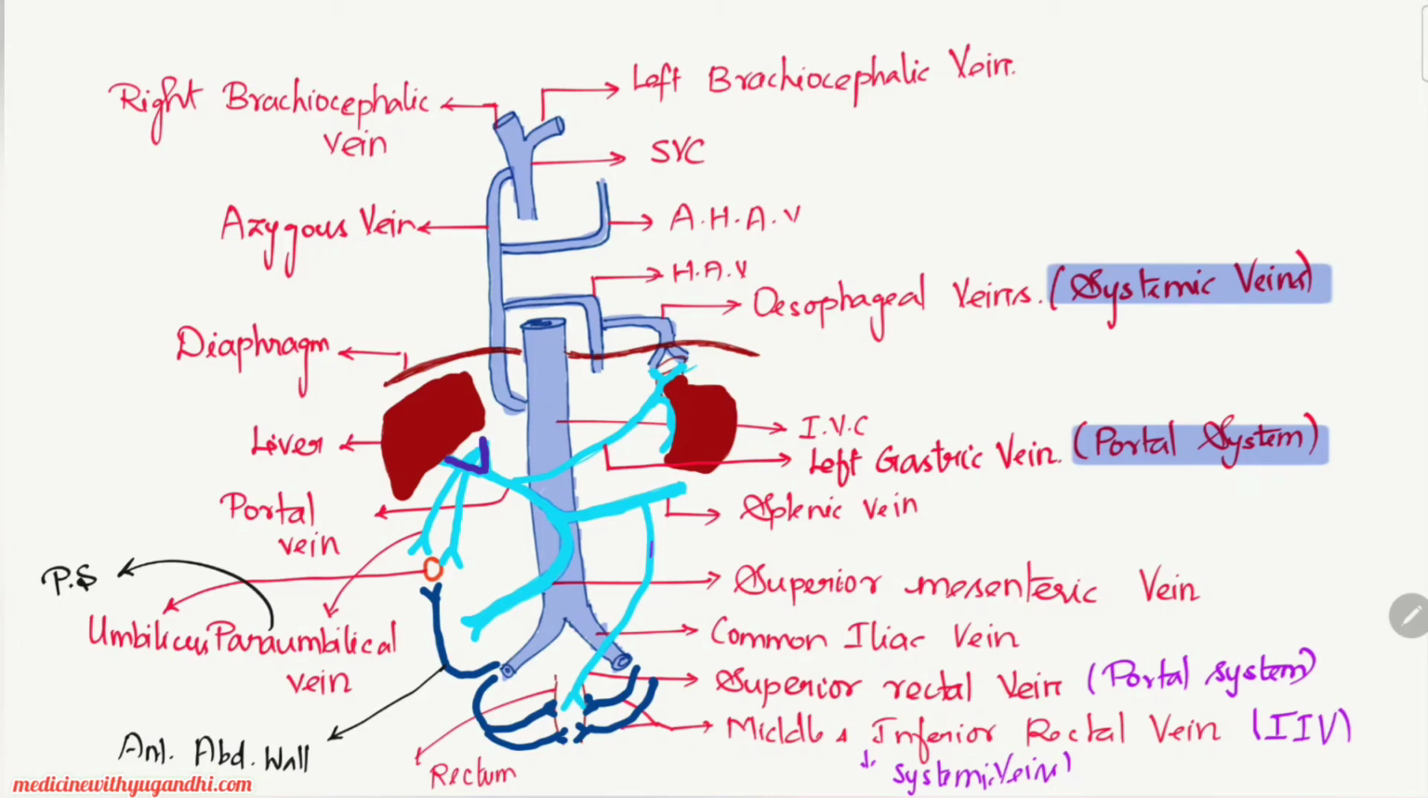Then the veins of the anterior abdominal wall are actually the systemic veins. How, in the sense, they drain into the external iliac vein. As I already mentioned, the common iliac vein splits into two, the external iliac vein and the internal iliac vein. So the veins of the anterior abdominal wall drain into the external iliac vein, so they come under the systemic veins. So at the site of the umbilicus, the paraumbilical vein anastomoses with the veins of the anterior abdominal wall.